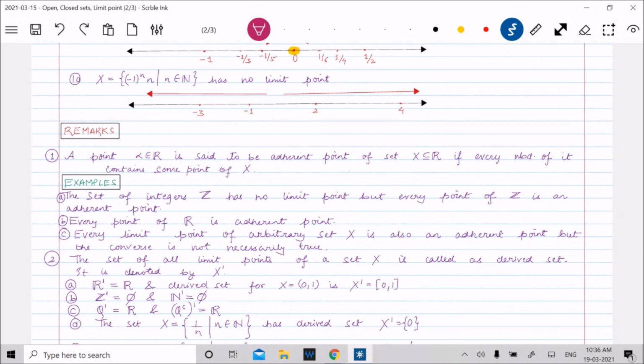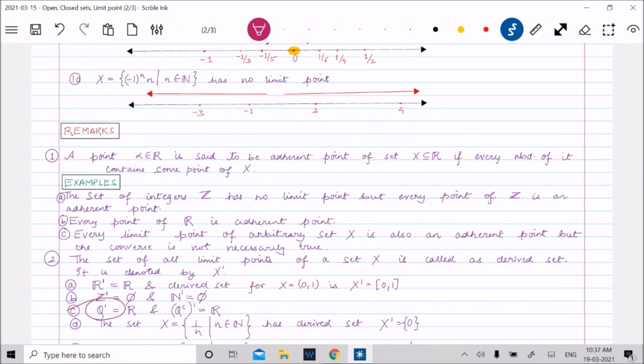Okay. And if you find the limit points of the set of integers, you will see that if you choose any integer and you draw a neighborhood around that integer, then you will find no other integer in that neighborhood, right? It means that the set of integers doesn't possess any limit point. It means that the set of limit points of the set of integers will be an empty set. So the derived set of Z will be empty, right? And the same is true for the set of natural numbers, right?